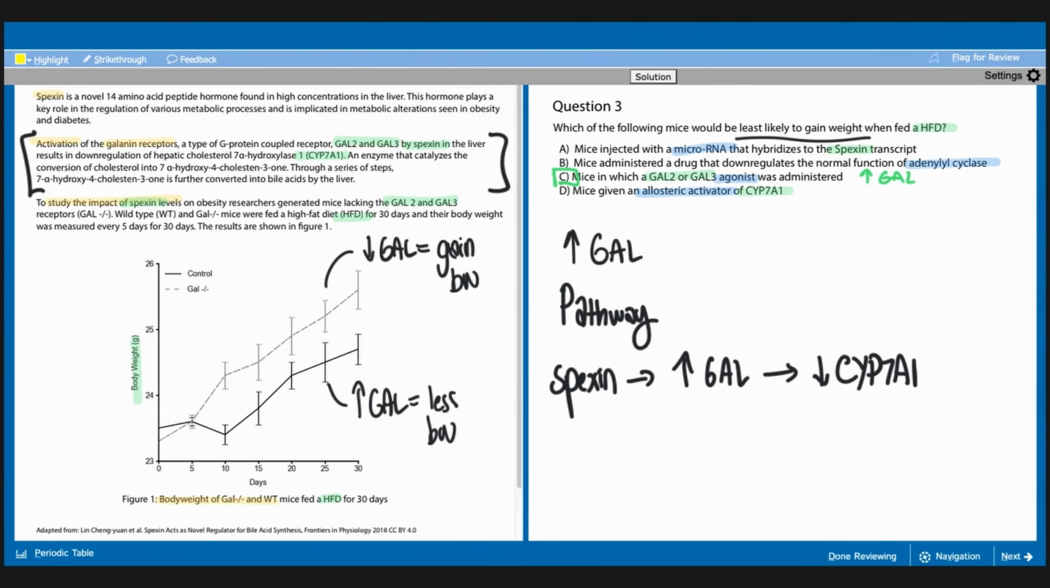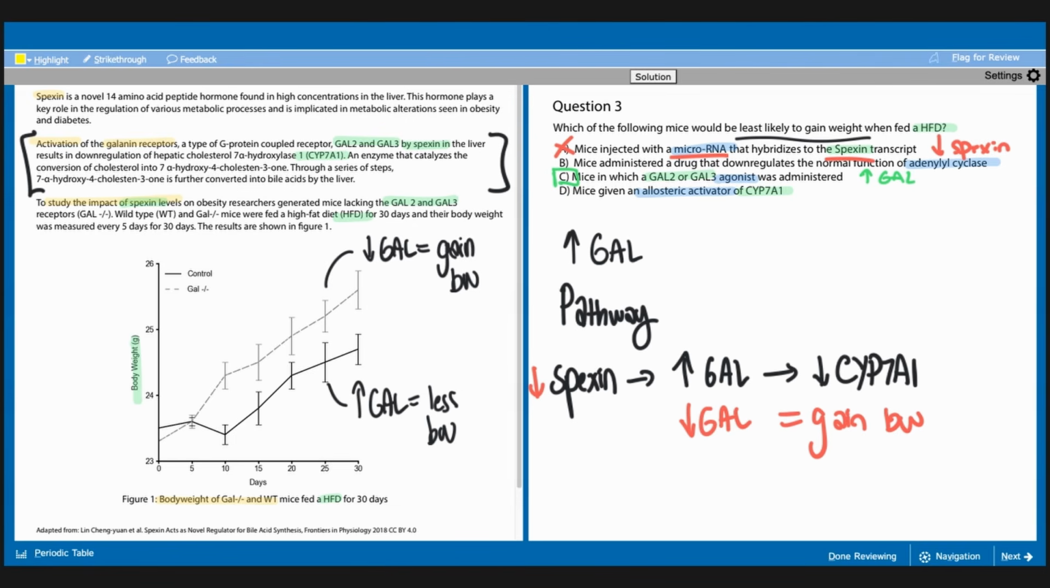And the best way to begin to think about this is: is this increasing or decreasing one of the elements within this pathway? So for example, this first answer says that mice were injected with a microRNA that hybridizes to the spexin transcript. MicroRNAs are going to hybridize to specific transcripts and will down-regulate the amount of them. So what would this lead to? Well, this would lead to a decrease in spexin. If we had a decrease in spexin, we would see a decrease in gal function, and we know that if we have lower gal function based on the graphs, then we would gain weight. Therefore, A would lead to a mouse that would be more likely to gain weight rather than one that would be least likely to gain weight. Therefore, it must be incorrect.